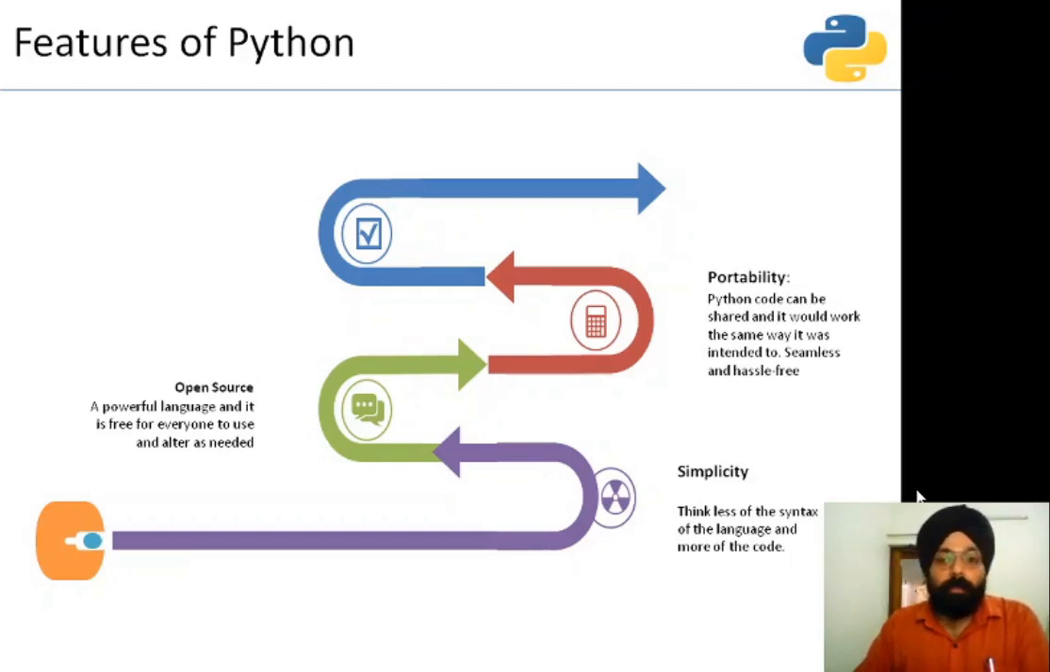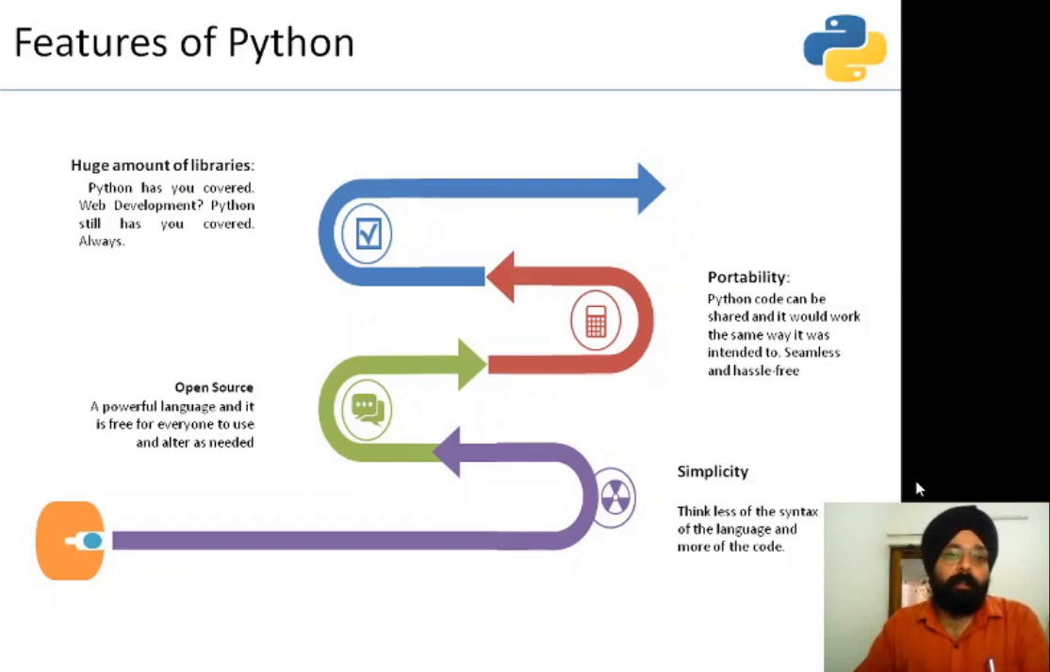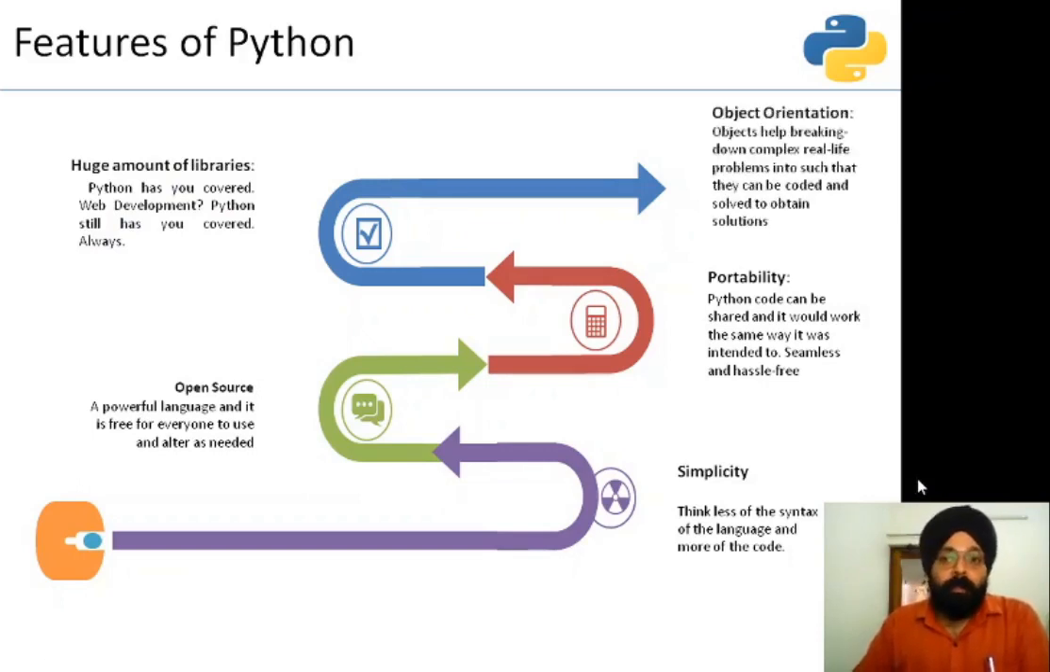Third is portability. Python code can be shared and it will work the same way it was intended to. That is seamless and hassle-free. There is a huge number of libraries available in Python. These libraries can be used for web development, for machine learning, and so many applications, as we will see in the next slide. And last but not the least, object orientation. Objects help break down complex real-life problems so that they can be coded and solved to obtain a solution. So these are the various features of the Python programming language.